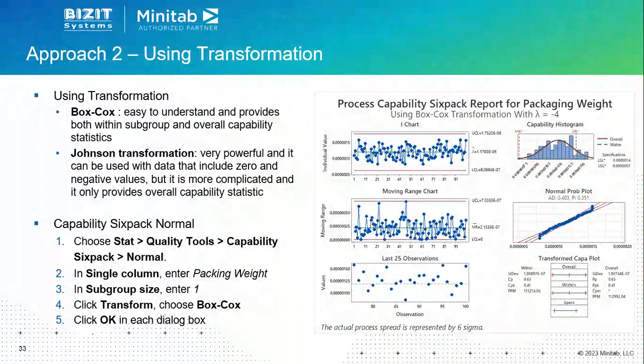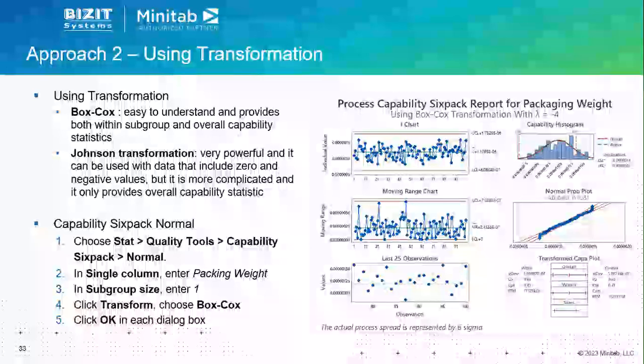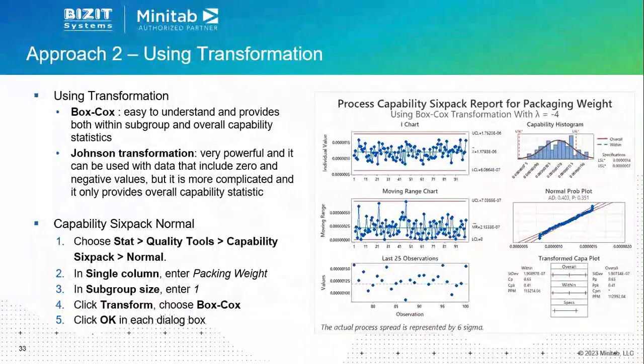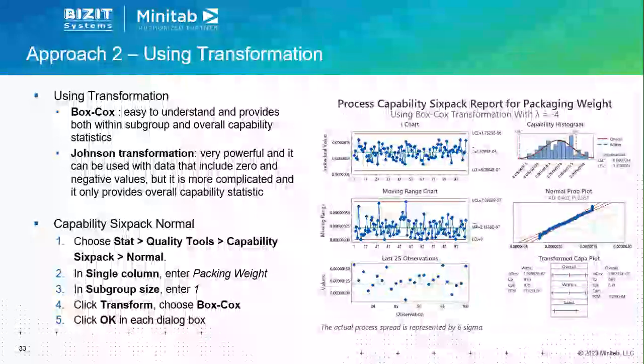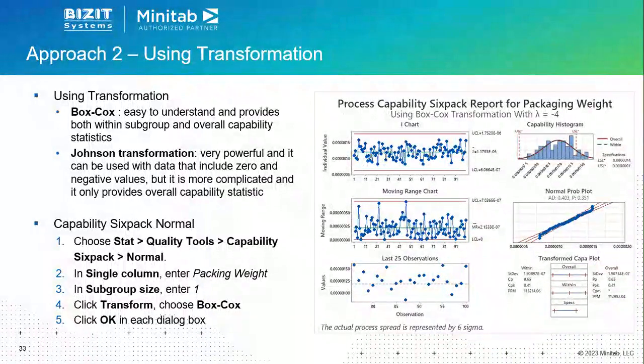So there are advantages and disadvantages when you use Box-Cox versus Johnson. You must be clear on when you want to use the Box-Cox and when you want to use the Johnson transformation. All of that we consider a transformation. So we try something simple first, which is Box-Cox.